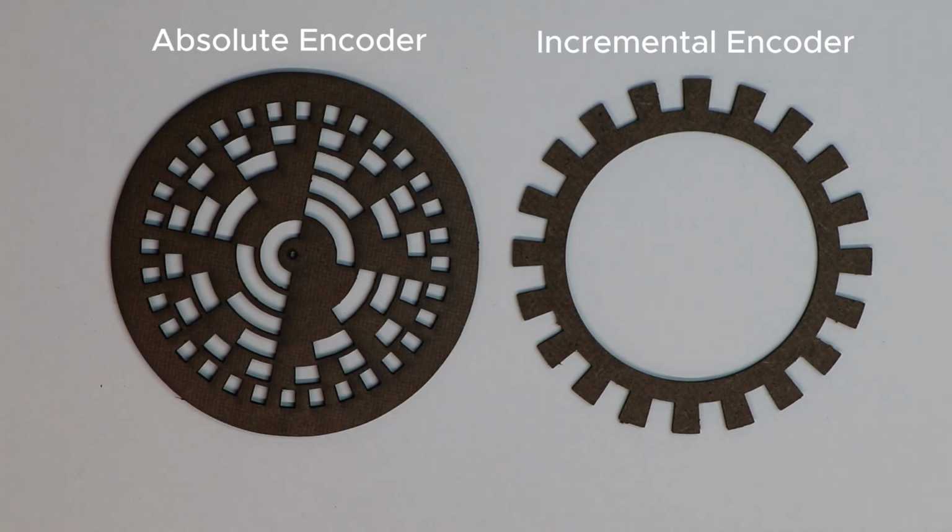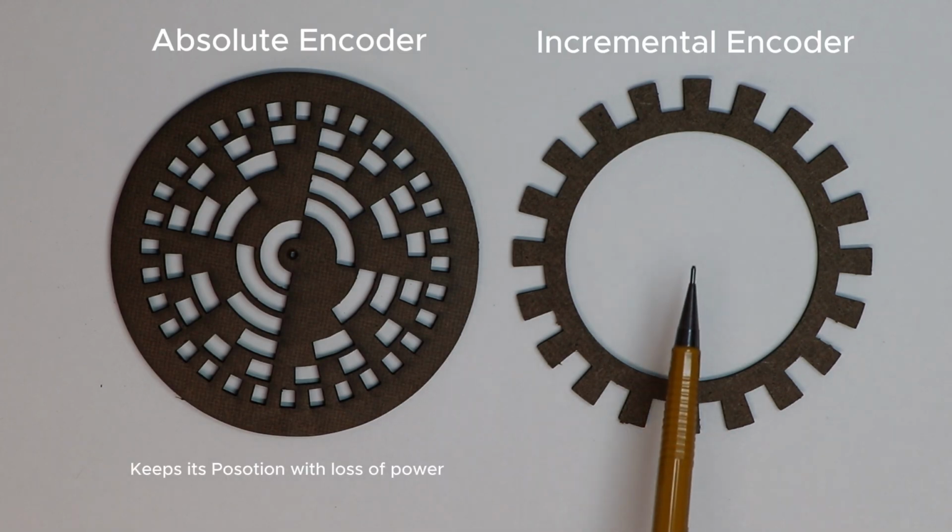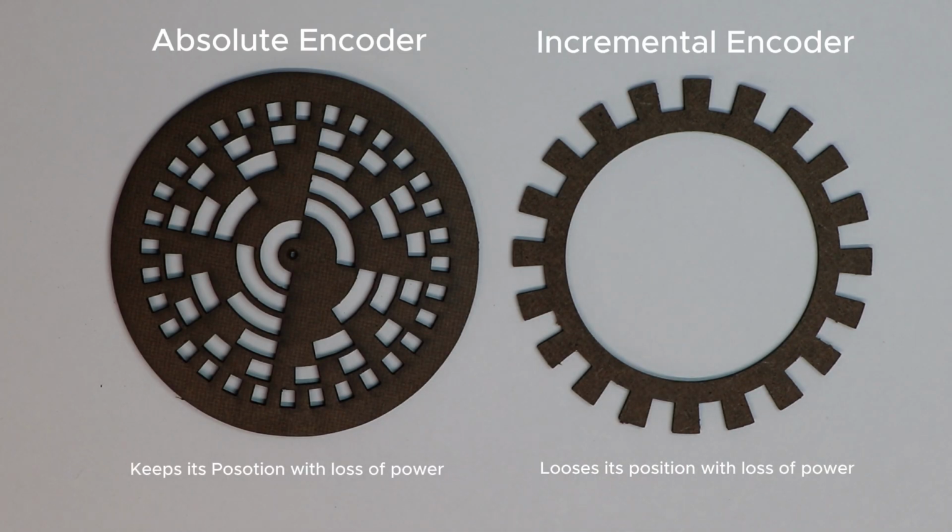So I do want to discuss briefly that there are two big differences between the two. The absolute encoder here, when you turn the power off, reset the power and it comes back on, it'll know right where it left off. It knows its current position. Whereas the incremental encoder does not. It loses its position. So with that in mind, that's also why there's a cost difference. The incremental encoder will be a lot cheaper.